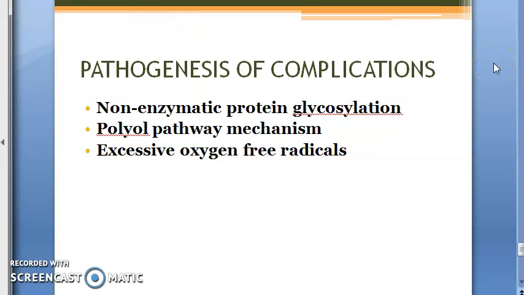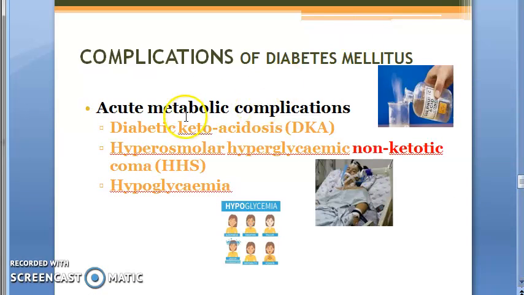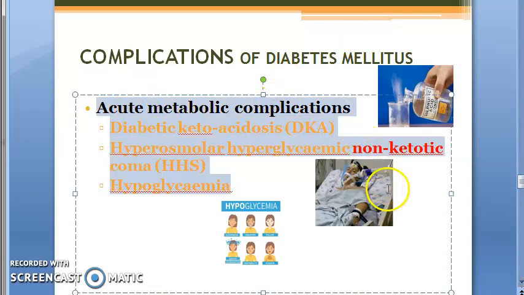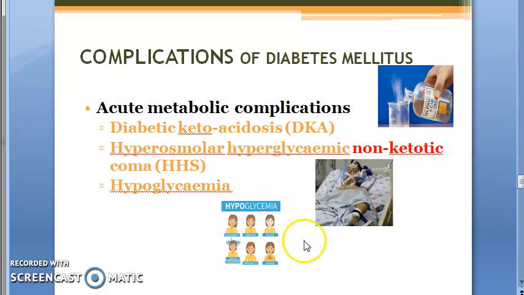Why do the complications of diabetes mellitus occur? How do they occur? So the pathogenesis of complications also you should know. If you remember, there were acute metabolic complications like ketoacidosis, hypoosmolar non-ketotic coma, hypoglycemia.